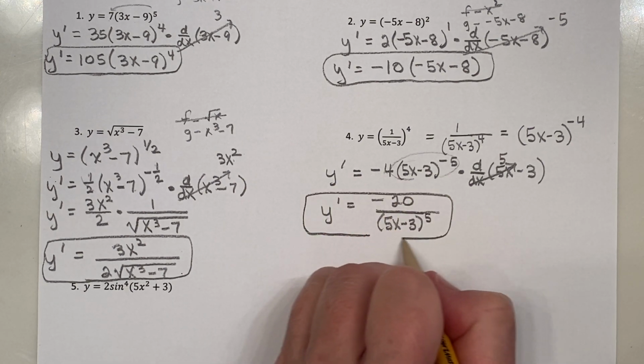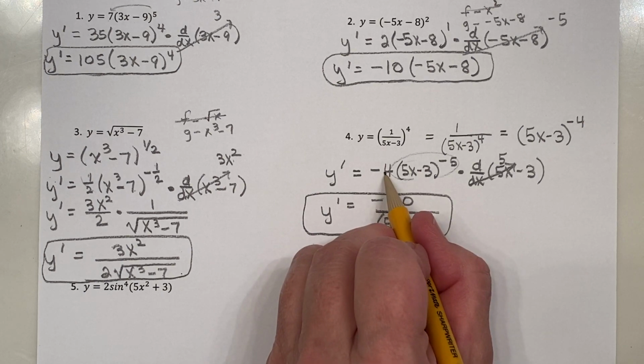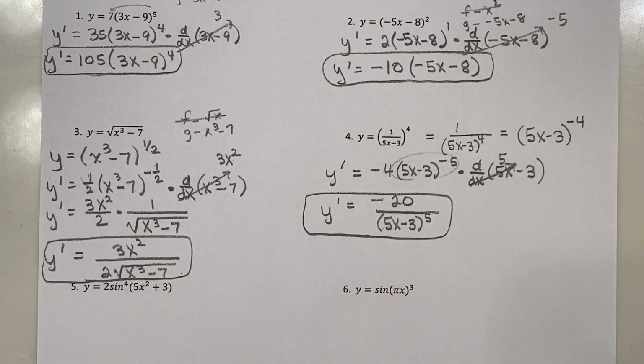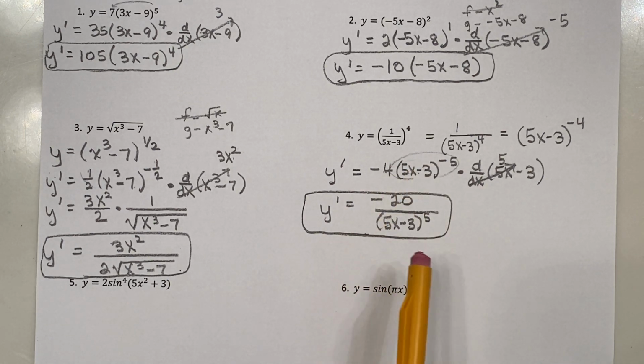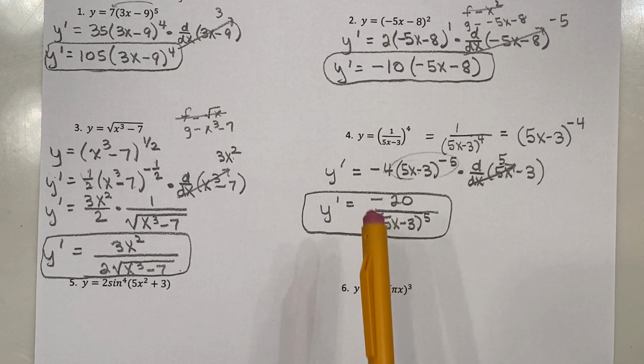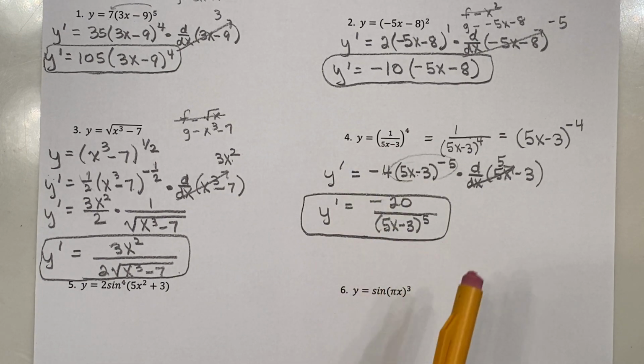Now, do you have to do this? No. Would it have been okay to be -20 times that quantity? Absolutely. You usually see answers with positive exponents, not negative exponents. No big deal. If you found a different way to solve this problem, if you did the chain rule and then the quotient rule, that's fine. If you want to check your answer with me, make sure it's right, I'd love to look at that.